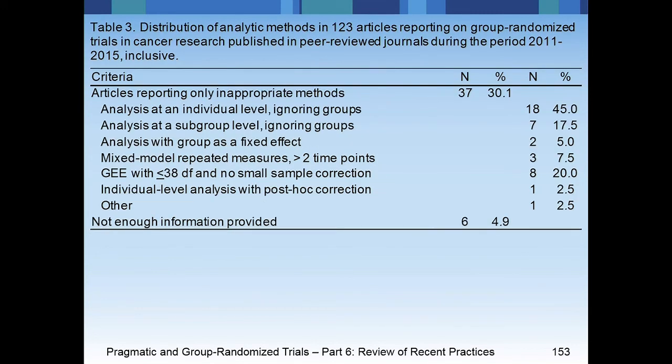When we look at the studies that were reporting only inappropriate methods, 30%, that is an improvement. It's down from what it was in 2008. The predominant methods there were analysis at an individual level, ignoring groups, and GEE with fewer than 38 degrees of freedom and no sample size correction.